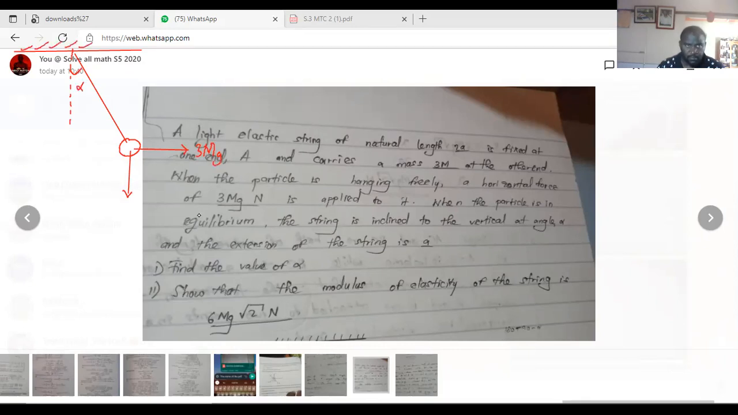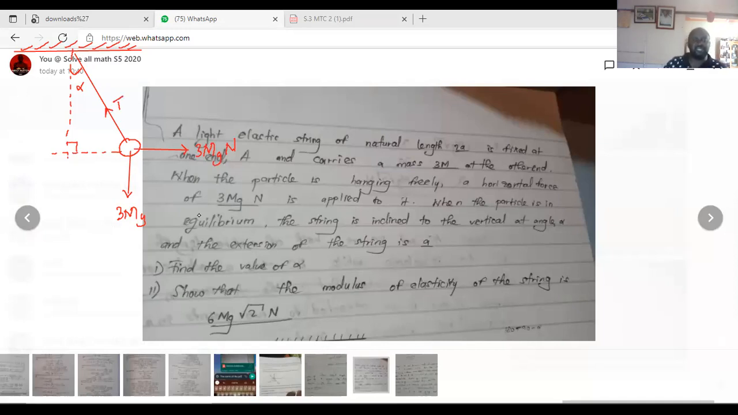Find the value of alpha, and show that the modulus of elasticity is 6mg root 2 newtons. Okay. So they are saying there is a horizontal force that is pulling the body, which is 3mg newtons applied to it. And when the particle is in equilibrium, the string is inclined to the vertical at an angle alpha, and there's an extension of the string, a, but the mass attached is 3m, so it is 3mg also. So with this regard, if we have pulled it away, it will displace an angle of alpha up there. So that means there is tension in this string.